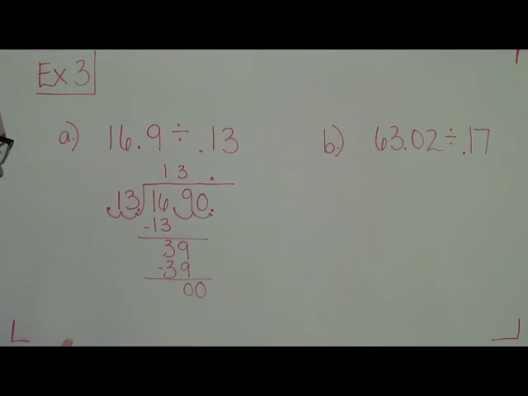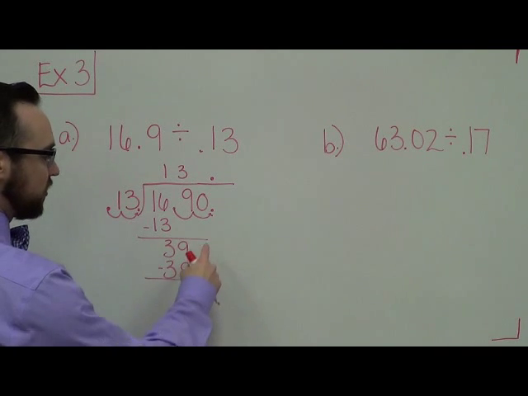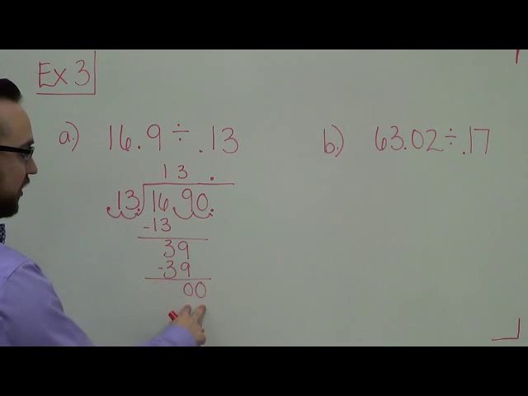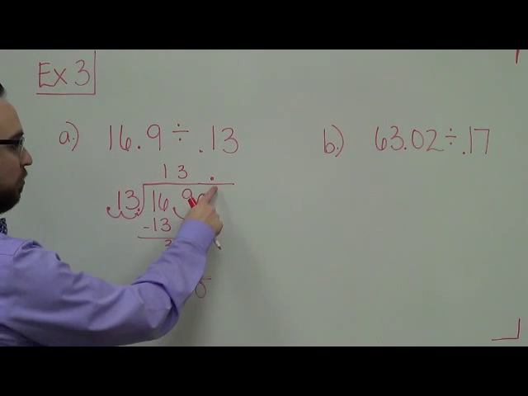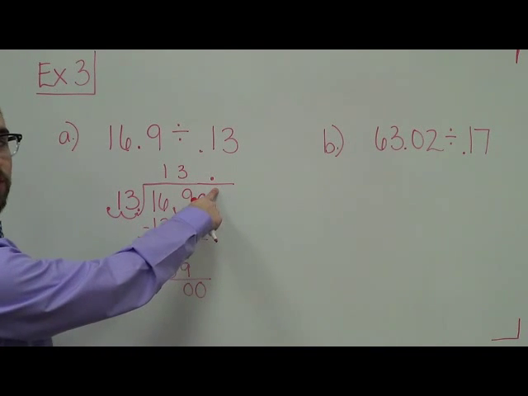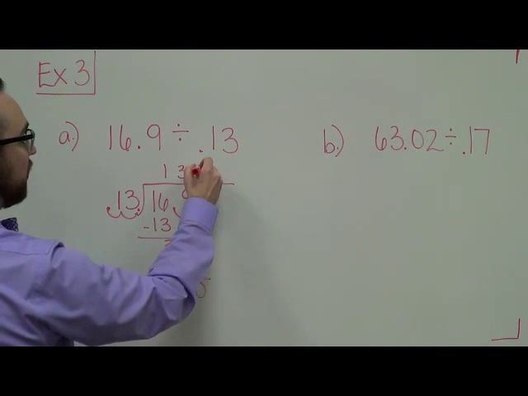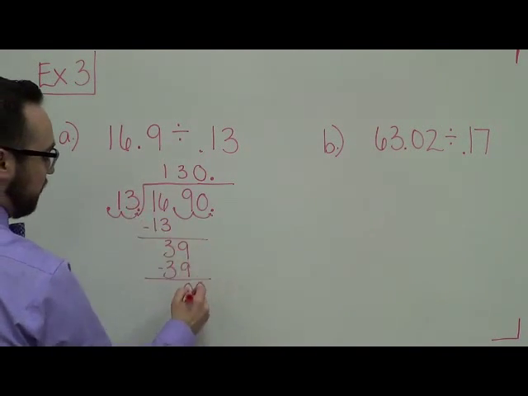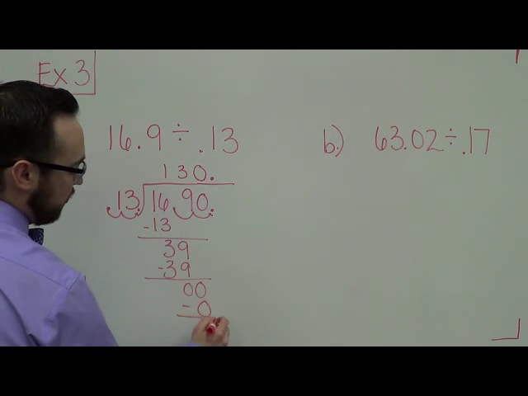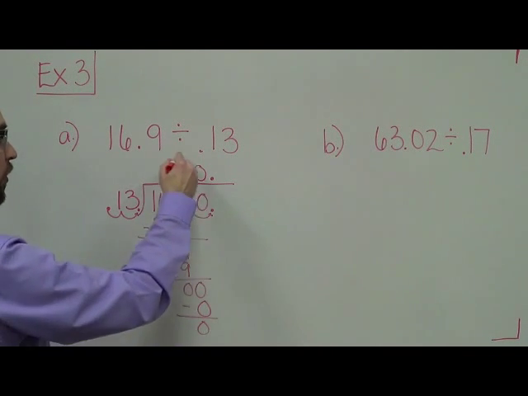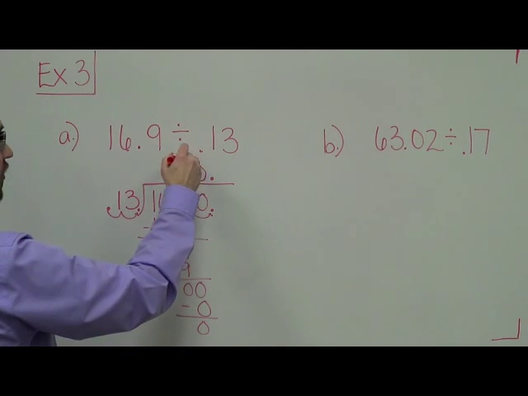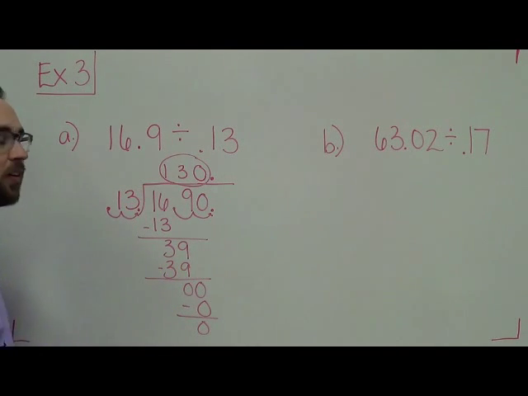I do want to point something out on this particular example. Notice that we're out of numbers, and we already have 0, which means it went in evenly, but our decimal point is over still one more place. So what that means is we have to fill that in with a 0. Even though we're still going to get 0 and it doesn't change anything, we want to make sure that our answer is actually 130, not 13.